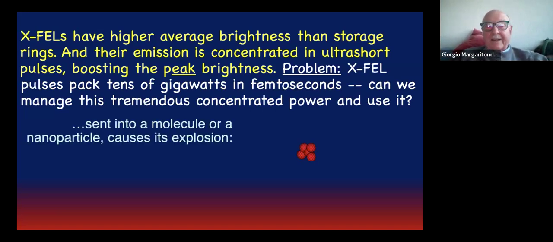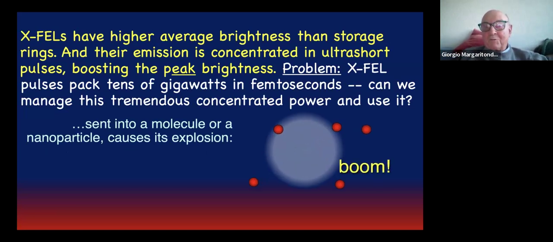You send it into a molecule, this is what you do. Okay, that is, you destroy the molecule. Now try to convince the politicians to give you a billion in order to destroy molecules. Cannot do that.